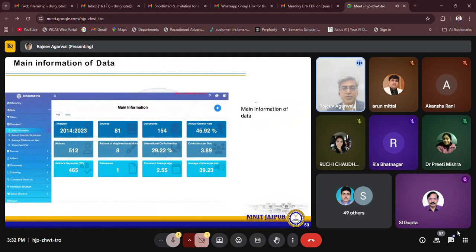So main information of data, I am able to show: time span 10 years, sources 81, documents, annual growth rate, authors, single authored, international co-author, keywords, document average citation at 40.